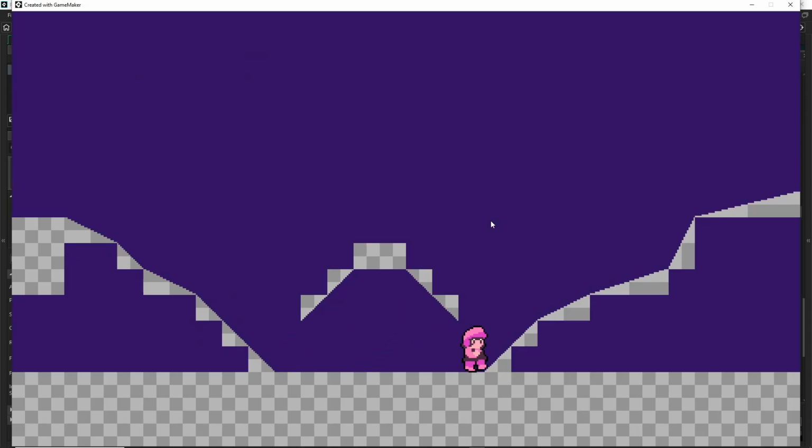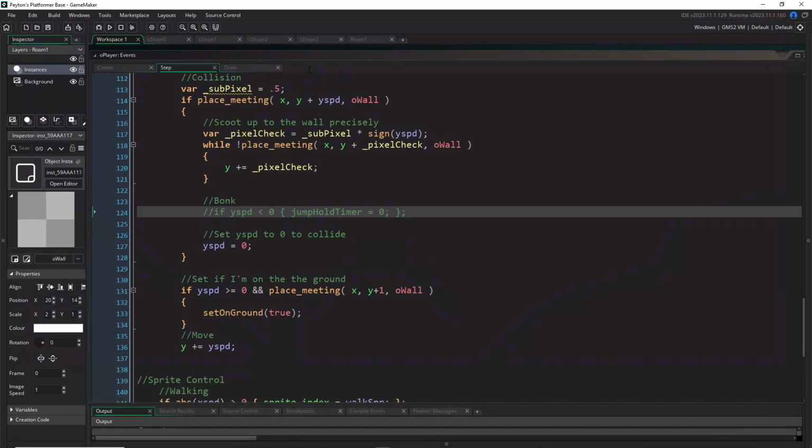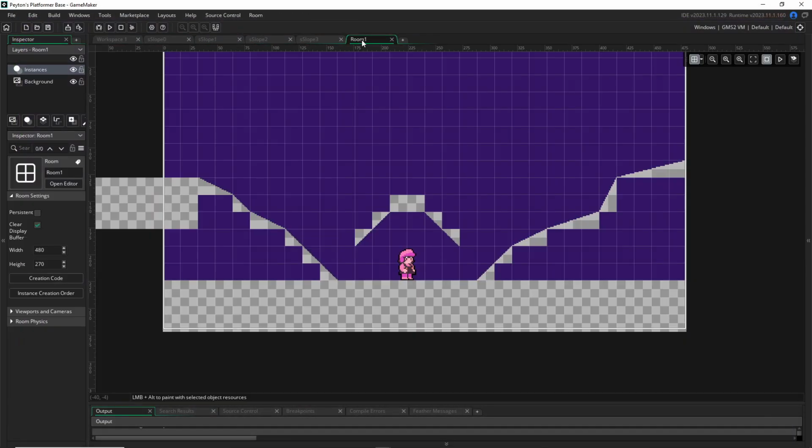So ready? Oh, look at that. Sliding right down it. And our speed never hiccups or anything like that. It's just working perfectly. Our going up and down slopes are working perfectly. Great. And once again, this is a 45-degree collision.